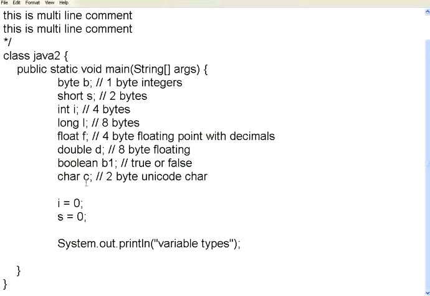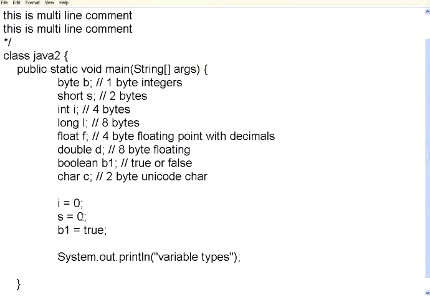There is a specific way to store the Boolean values. For example, b1 = true. You can store this way. Now let us do a simple compilation, to check whether whatever we have done is compiling correctly or not. Let us check that out.